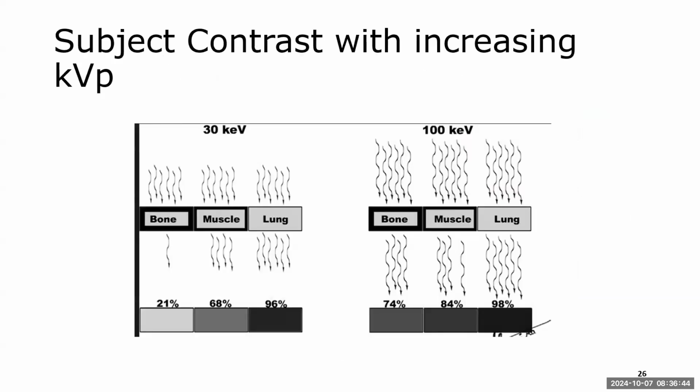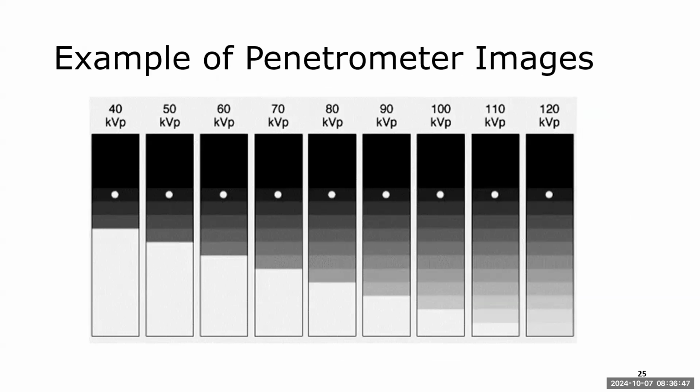Let's see here. What is happening to this, and this is very important, these next few things that we're going to talk about are very important. We're going to wrap it up at the end with a summary page about descriptors, because you have to be able to talk about subject contrast in a number of different ways.